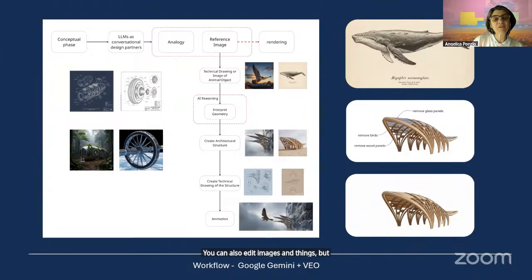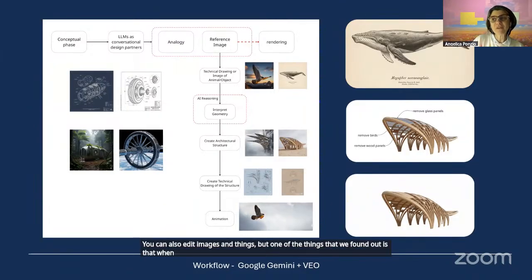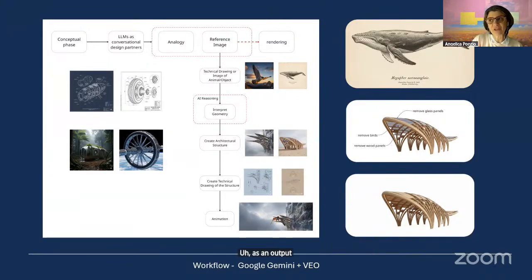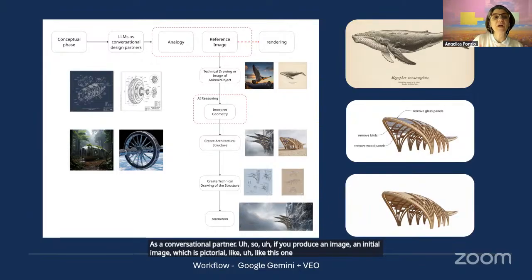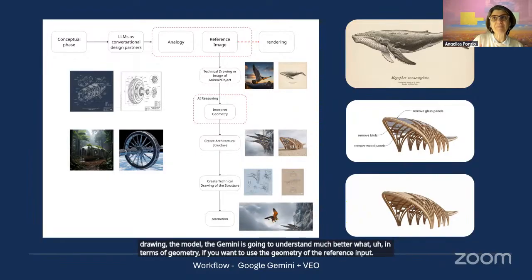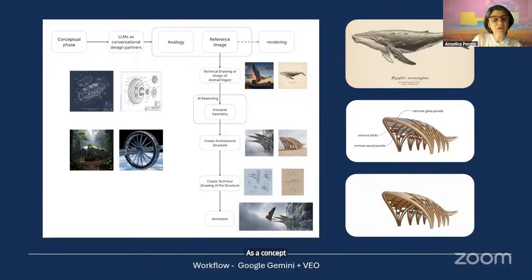But one of the things that we found out is that when you have a reference image to start with, and we start testing with design thinking ideas to understand references, not only to use it as an output, like a finished design, but also work with it as a conversational partner. So if you produce an initial image, which is pictorial, like this one of the whale, or a technical drawing, Gemini is going to understand much better, in terms of geometry, if you want to use the geometry of the reference input as a concept idea for the project that you're going to be developing.